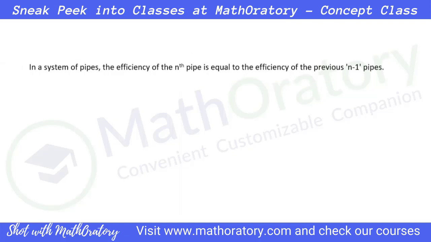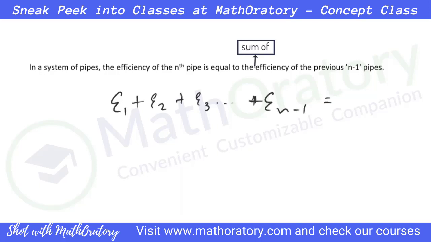So it says in a system of pipes, the efficiency of the nth pipe is equal to the efficiency of the previous n minus 1 pipes. So this is a time and work problem, but the series idea is there. Effectively, this says E1 plus E2 plus E3 up to E of n minus 1, all of this added, is equal to the efficiency of the nth pipe. This is what the premise is, right?